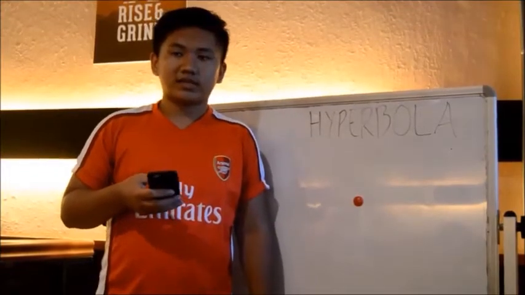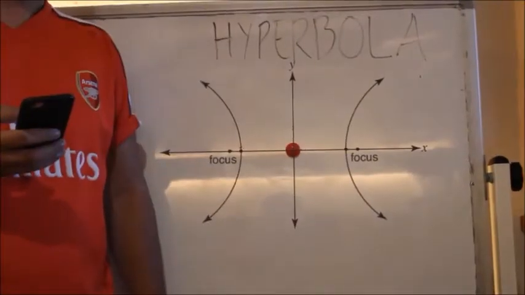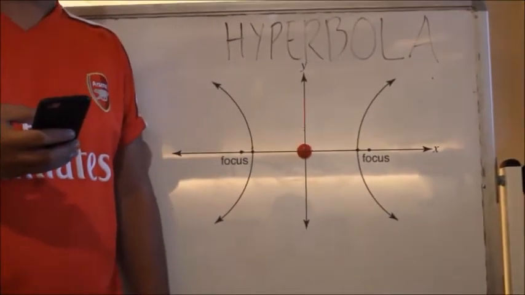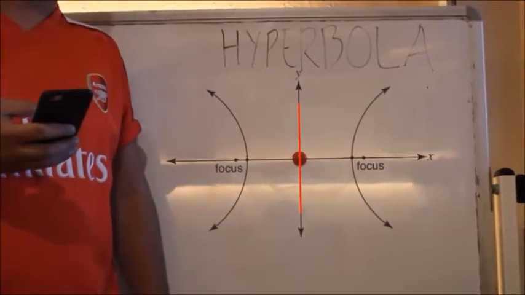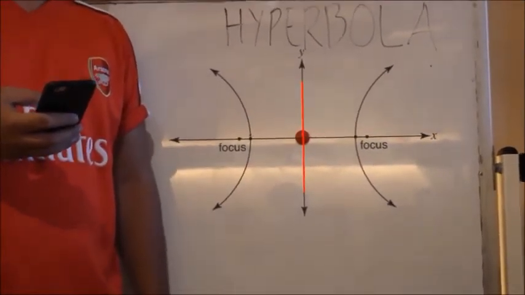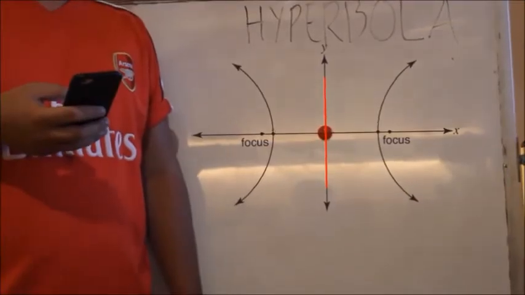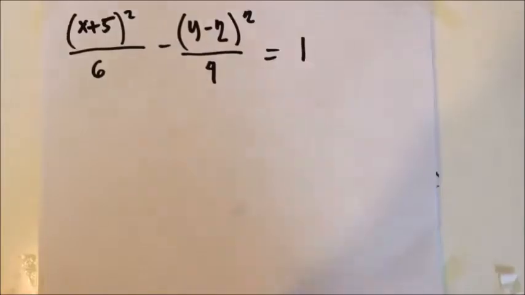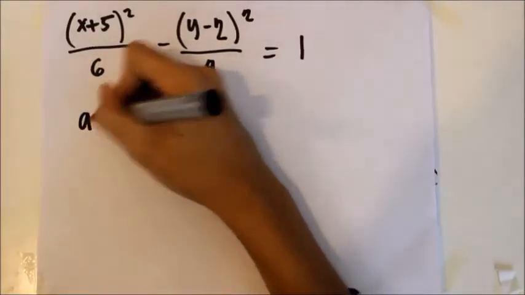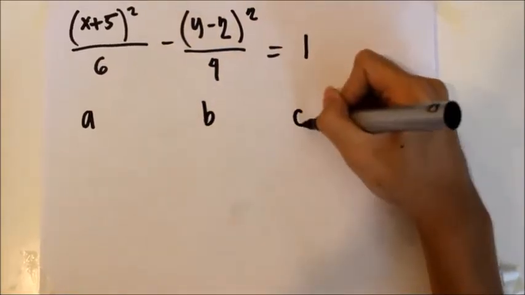So the conjugate axis is a line segment that is perpendicular to the principal axis. Its endpoints are the co-vertices. It's also defined as 2b. Using our standard equation, we can derive the values of a, b, and c.